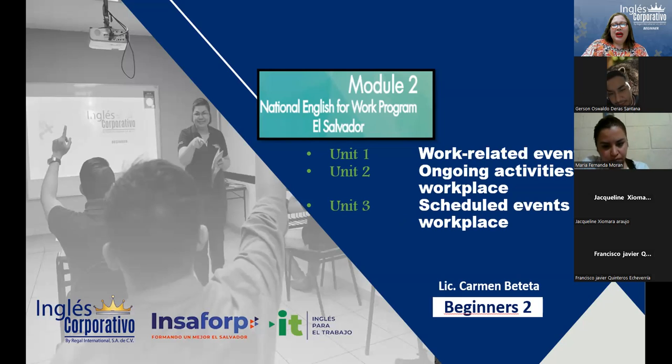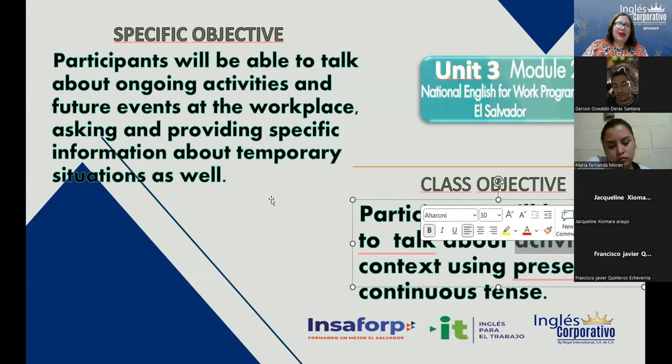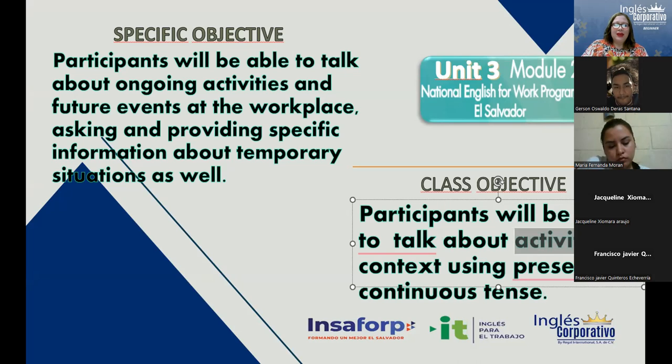We learned how to use the present continuous, and we learned three usages, three ways of using the present continuous. So the objective tonight is to talk about activities in context using the present continuous tense. All of this is in the context of our workplace: what we do, what we have scheduled, what's the program, what are the activities that we have scheduled, that we have programmed.